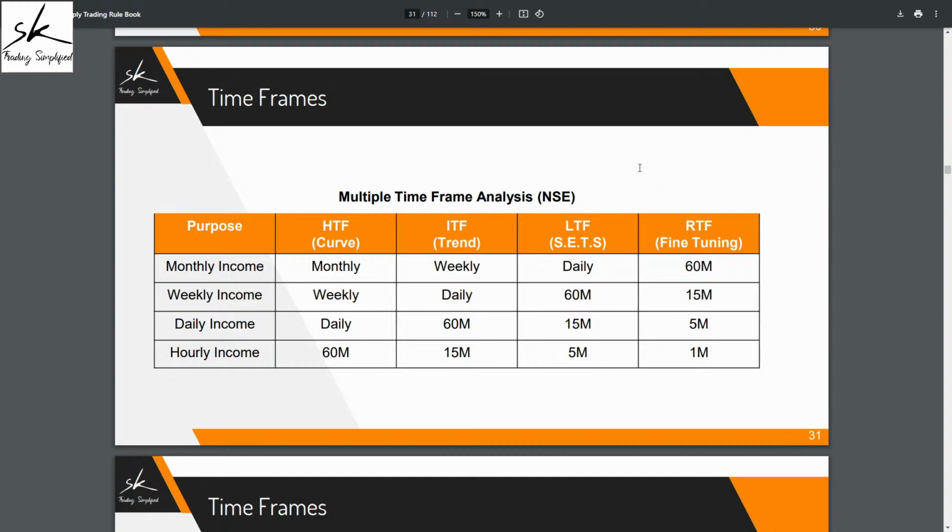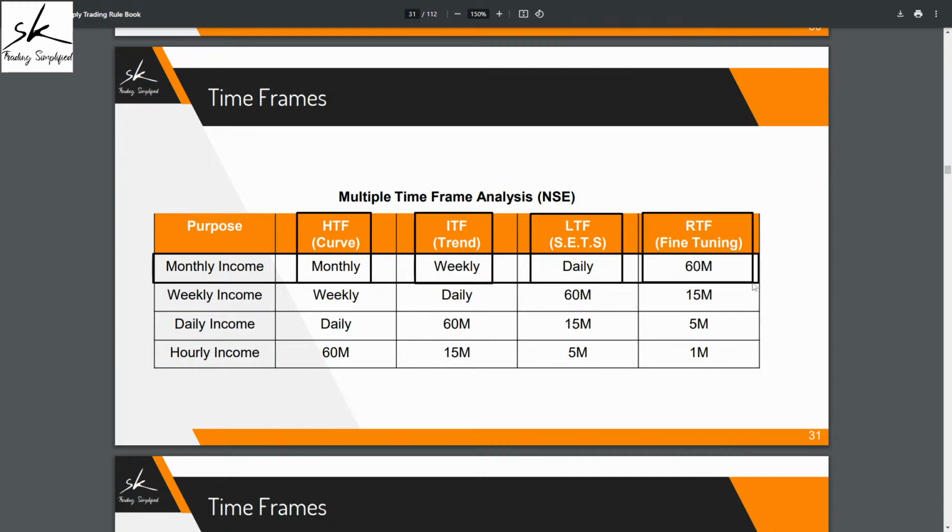So as a monthly income trader, because I'm taking the example from NSE, my time frames will be monthly, weekly, daily, and 60. Monthly will be the higher time frame, which is used for curve analysis. Weekly will be the intermediate, used for trend analysis. Daily will be the lower time frame. That is where we get our ACTS from. And in case I need to use the refining time frame, it will be the 60 minutes chart.